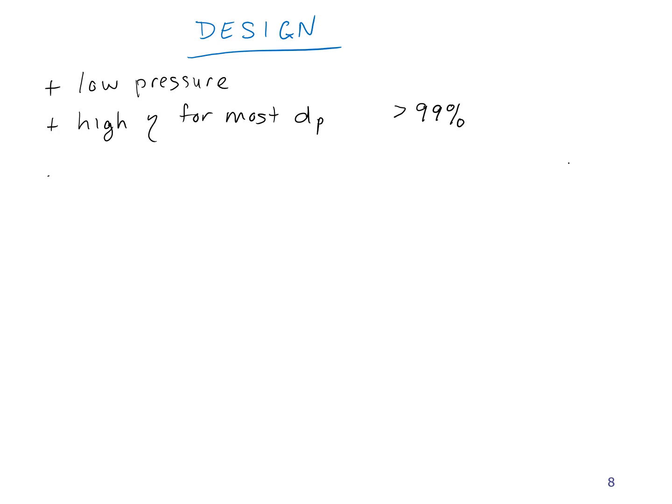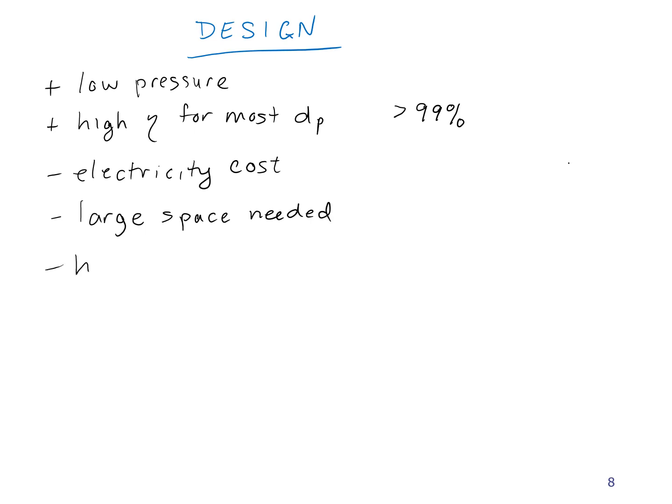The minuses are that it costs you in electricity. It adds a non-negligible amount to our electric bills if we get our electricity from a coal-fired power plant that uses ESPs. You need a large amount of space. And then there's a high initial cost.